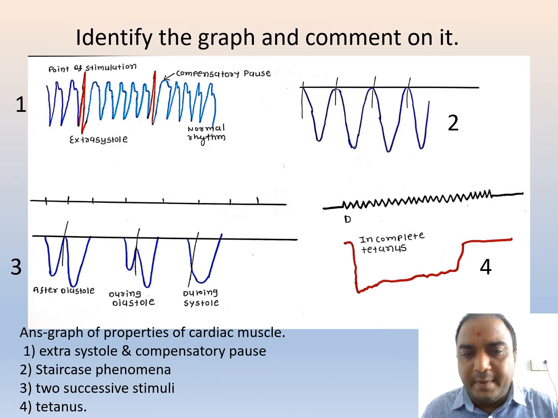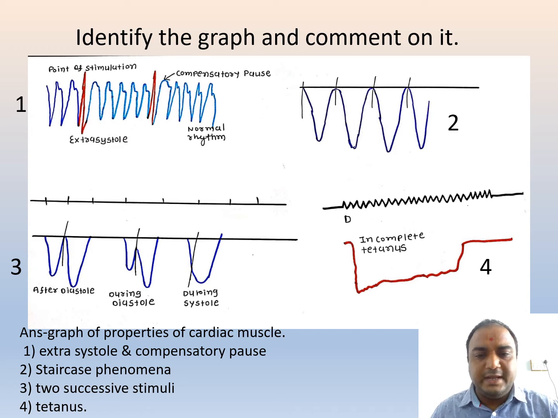Identify this graph and comment on it. So these are all properties of the cardiac muscle, and one more property we have just discussed in the previous video, the all or nothing law. The first is the extrasystole and compensatory pause. These are the normal cardiac rhythm. Second is the staircase phenomenon, similar to multiple successive stimuli in the skeletal muscle. So you can see there is an increase in the height.